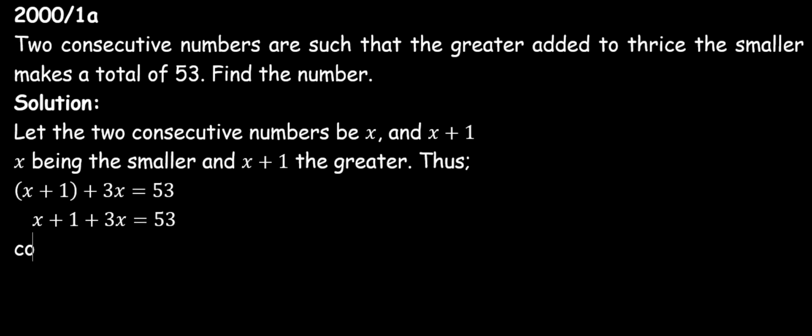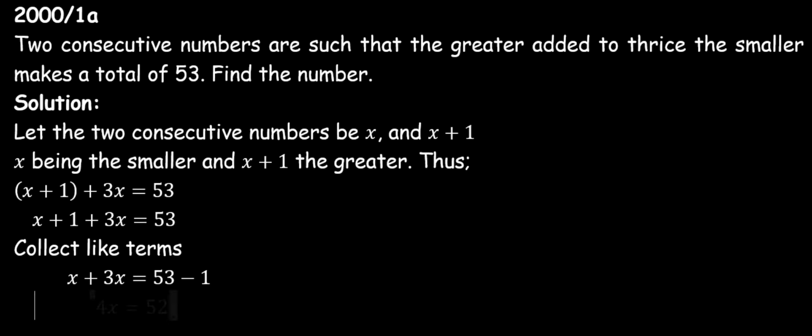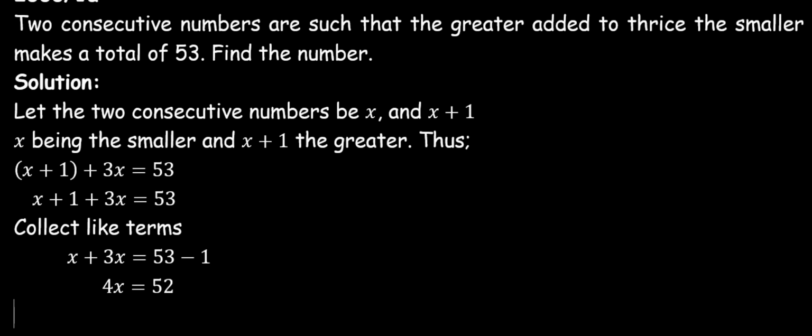Collecting like terms together, we have x plus 3x will be equal to 53 minus 1. From here, we have 4x will be equal to 52. Next, we divide both sides by the coefficient of x, which is 4. We have 4x divided by 4 will be equal to 52 divided by 4. And that is to say x is equal to 13.